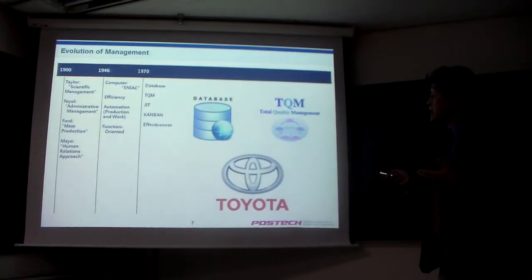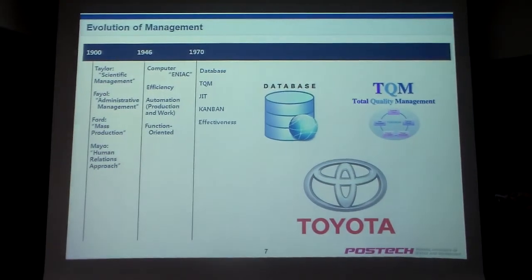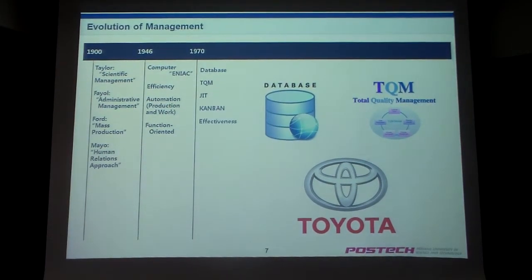And then in 1970, the database concept came in and became popular. With a database, you can access data directly, as opposed to sequential access. In the traditional file system, you access the data sequentially, which is very inconvenient. But with a database, you can access data directly.